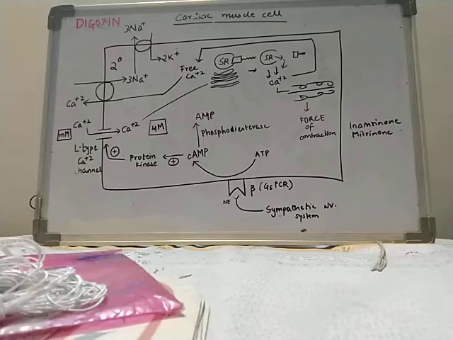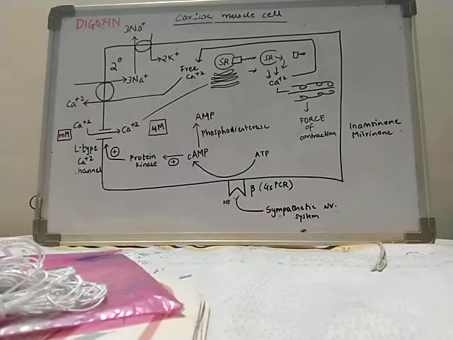Hi guys, this is a video on Digoxin, which is a cardiac glycoside used for acute congestive heart failure. So basically, first of all, we're going to discuss the normal physiology of the cardiac muscle cell.